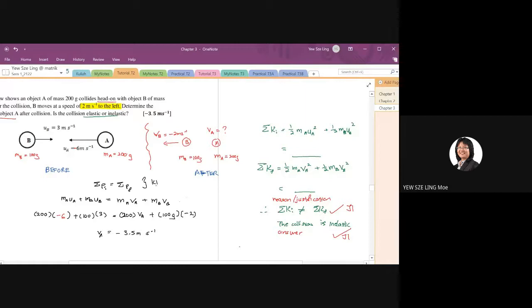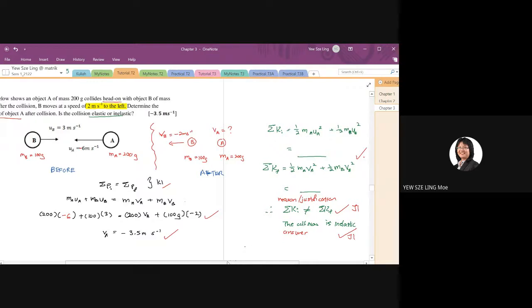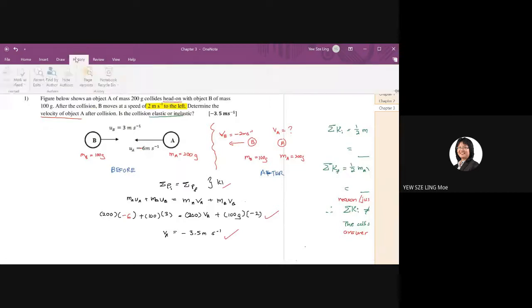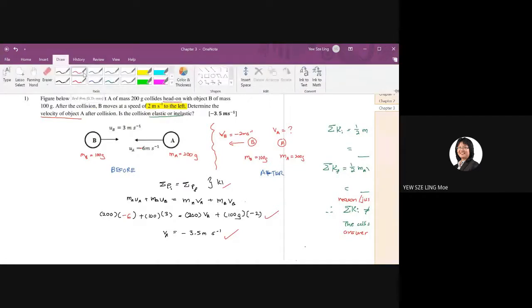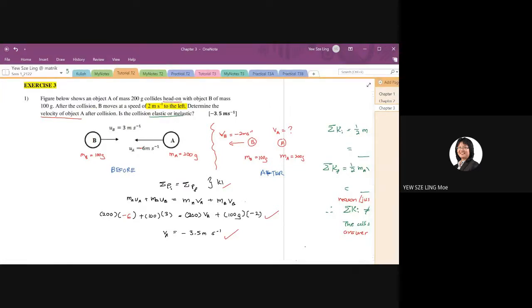Then try to imagine all the calculation. You have K initial, and then the substitution, and then your answer, and all this showing is maybe another 1 mark. All right, either 1 or 2 marks. So let's see, 1, 2, 3, 4, 5, 6, at least 6 marks for this question if it comes out in the exam. All right, if it comes in the exam. So exercise 3 is done. Question 1. So now question 2.